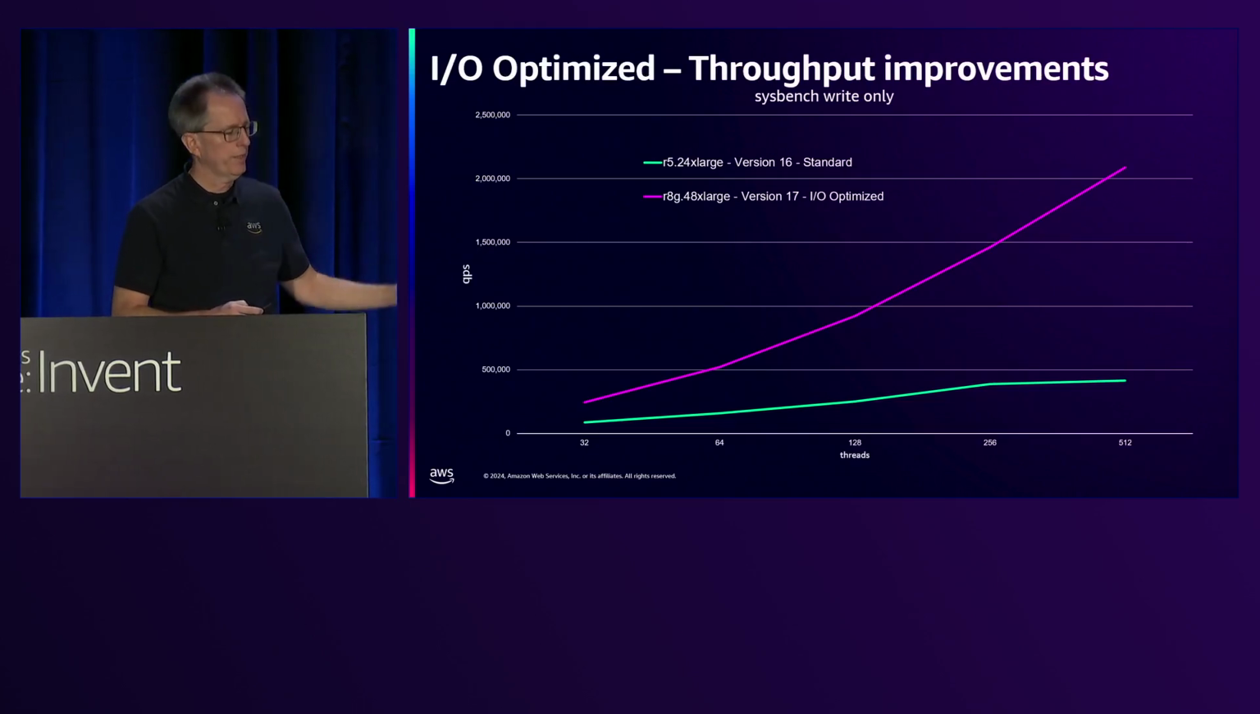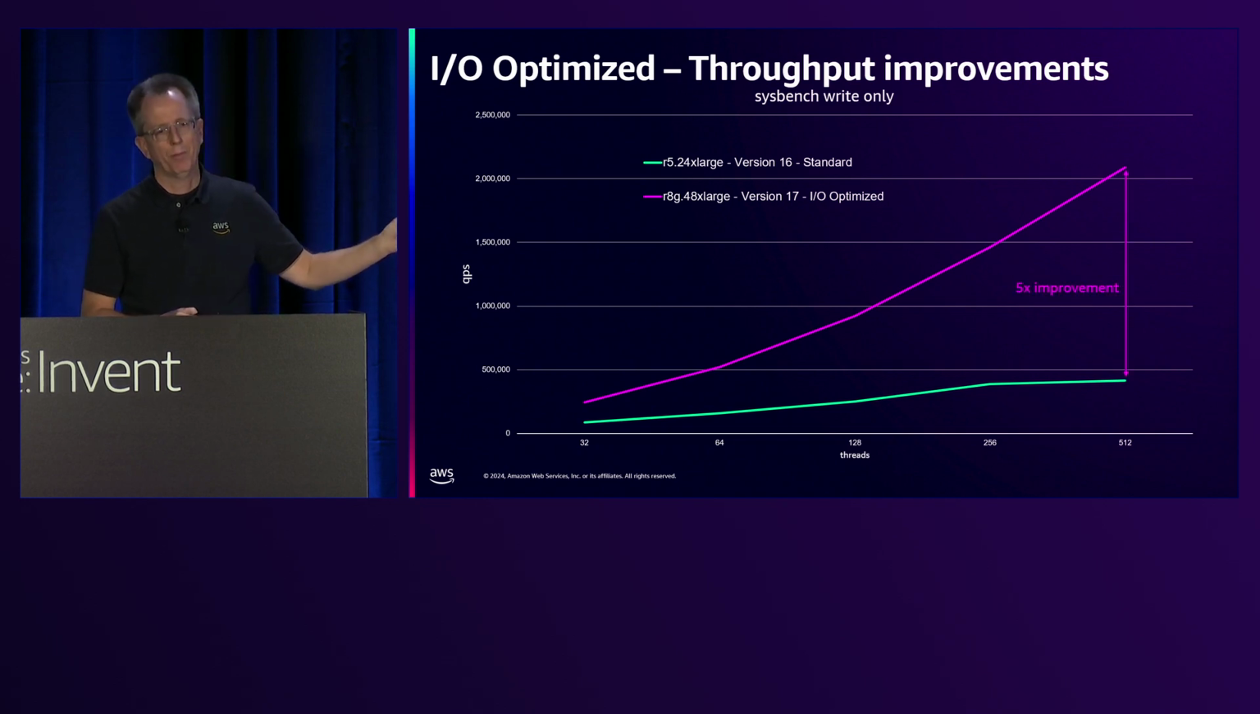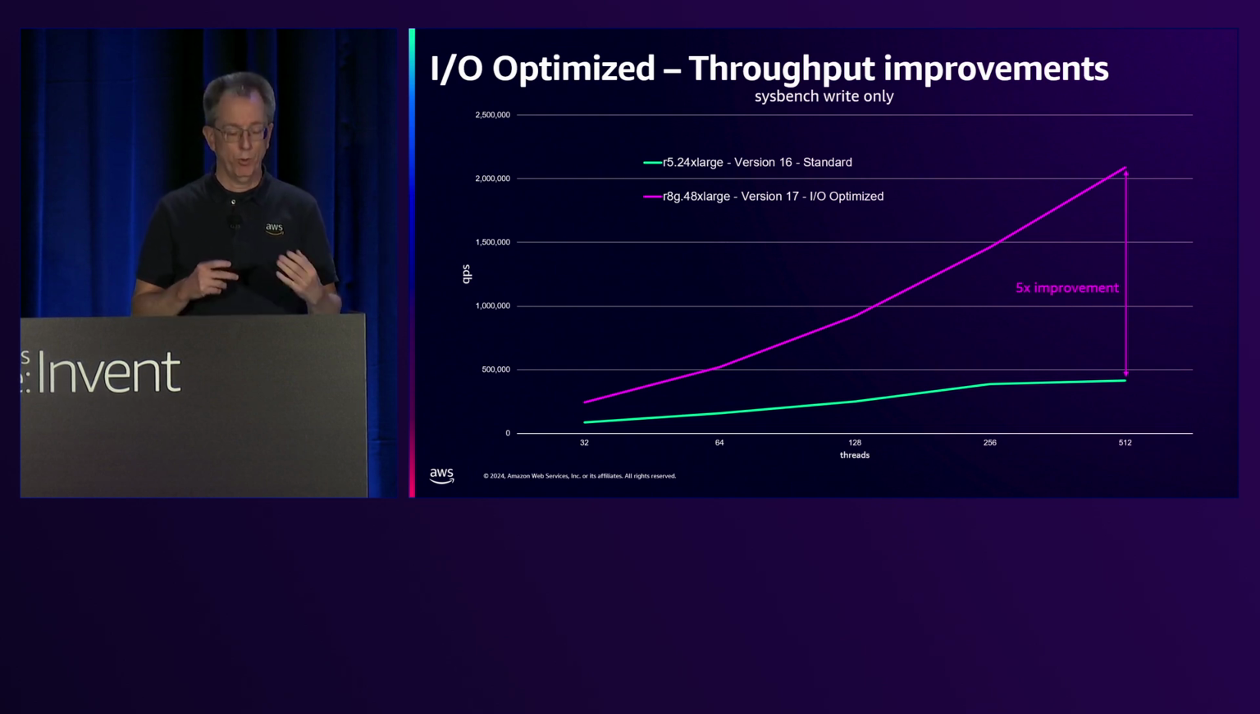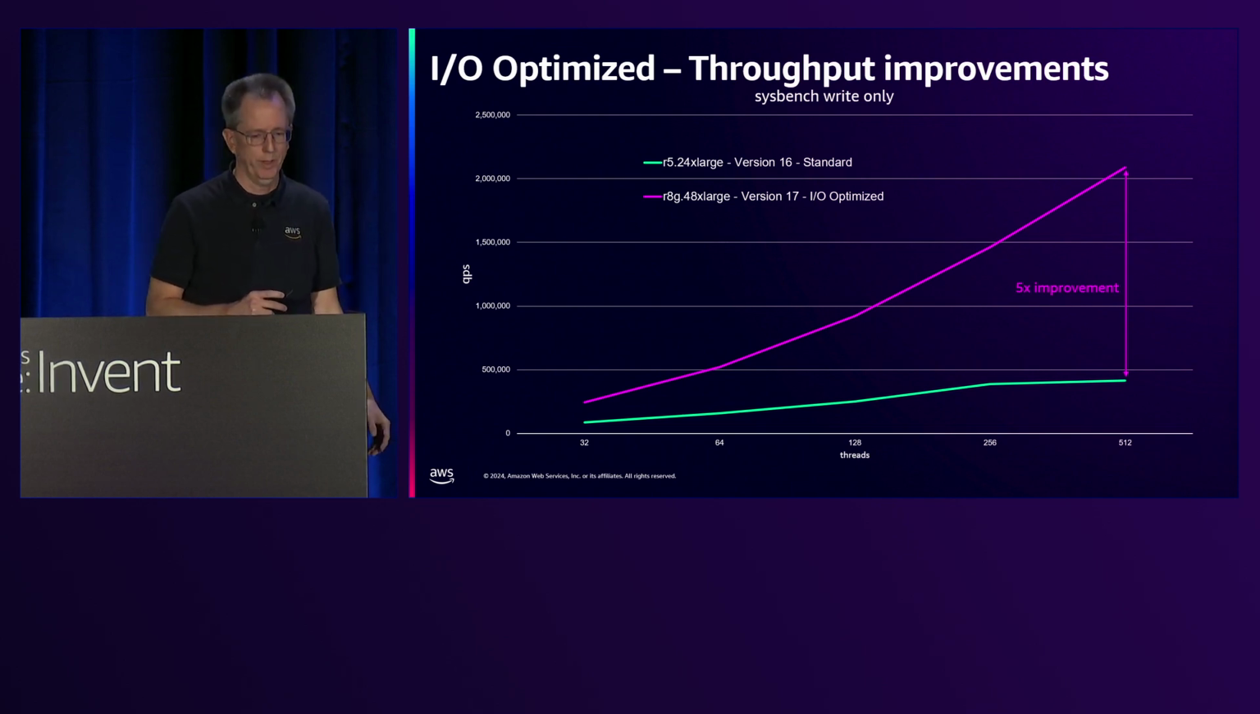And that of course translates into throughput. As you can see, with this lower latency, these larger systems, we're now up to a 5x improvement from previous generations on throughput that we're getting with write-only workloads. So if you do a lot of writing, this is a nice improvement.